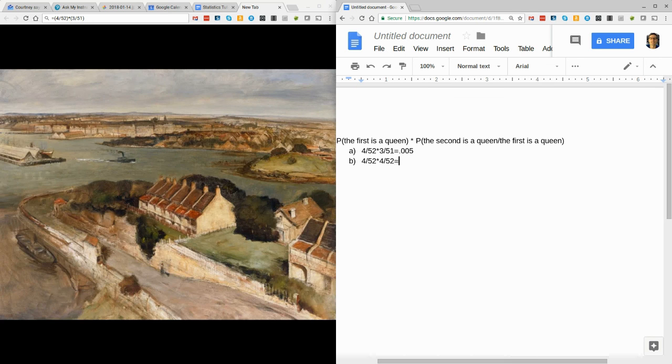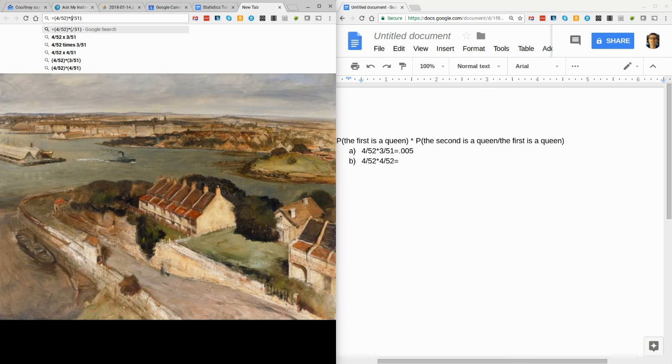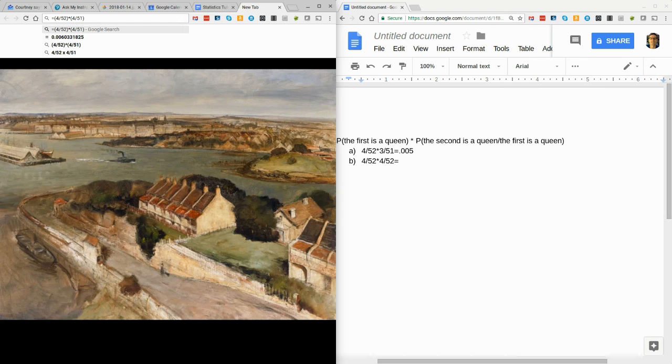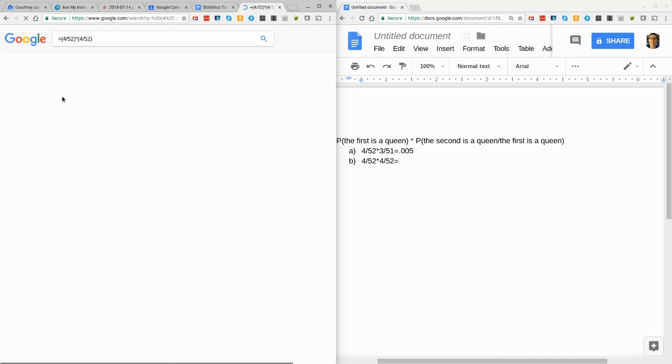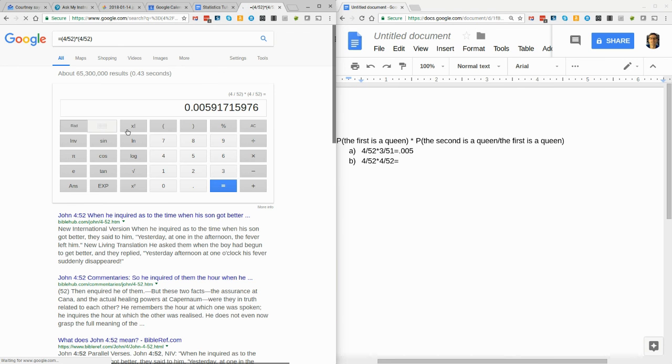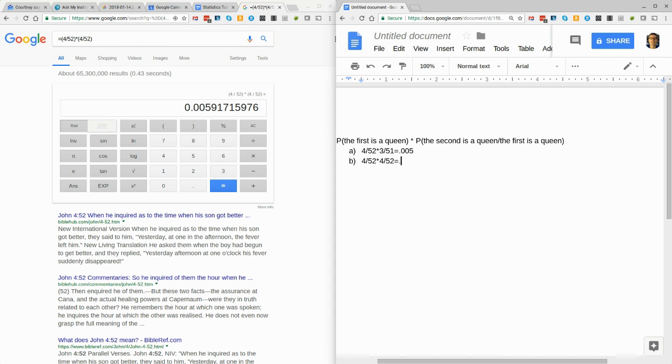Now, you've got a 0.5% chance of getting that. For the second one, remember we're just doing 4 over 52 times 4 over 52. And here we get a little bit higher probability, which makes sense, right? You've got an extra chance to get that queen. So that's 0.006 for the second one.